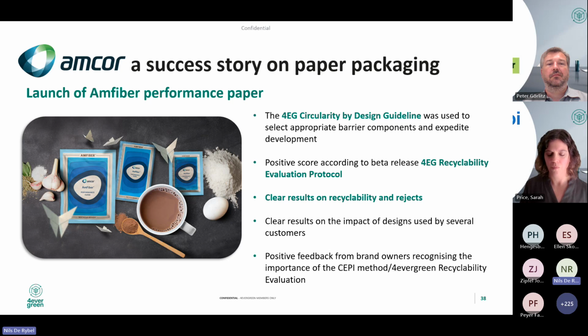So the AmFiber Performance Paper has been launched on the market, and this paper is a highly recyclable high barrier paper. In the design process, although it was still in development back then, we were leaning on the design guidelines to select our materials, to select which barrier components and which ratio of paper and non-paper components could help us fit within the criteria, and also to expedite the development, because the clearer the criteria, the easier it is to dismiss ideas that you know beforehand wouldn't work.